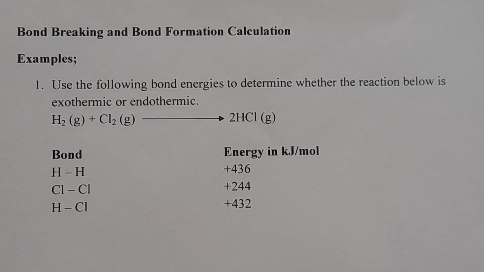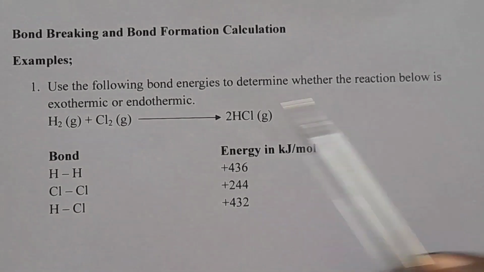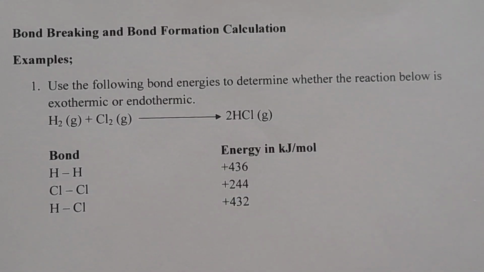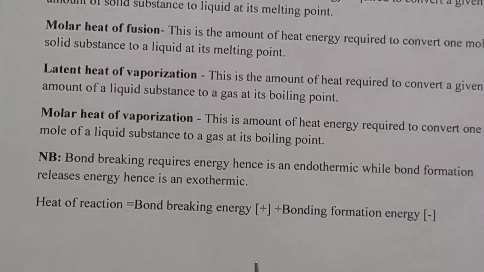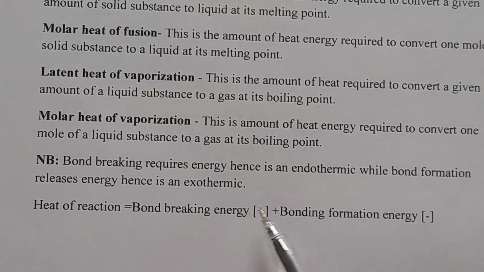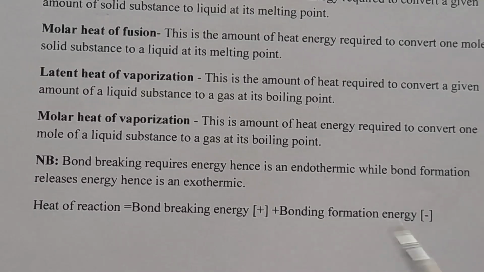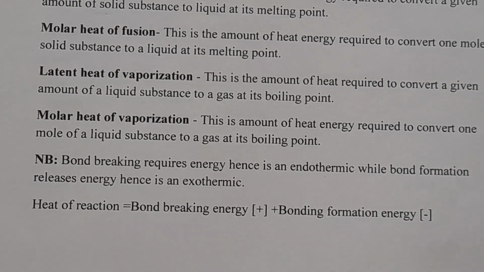So if you are told to determine whether the reaction below is exothermic or endothermic, first of all we are supposed to get the heat change. The formula for getting the heat of a reaction is bond breaking energy, which is given positive, plus bond formation energy, which is negative. That's the formula.